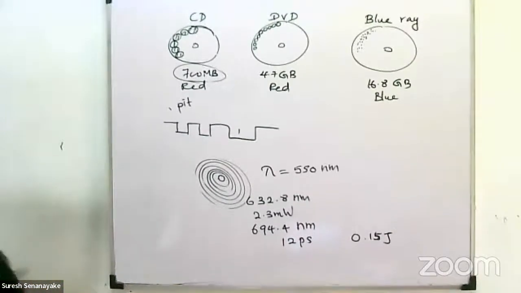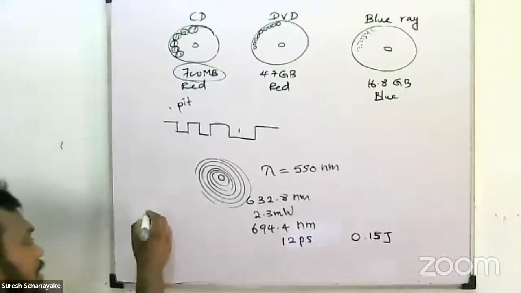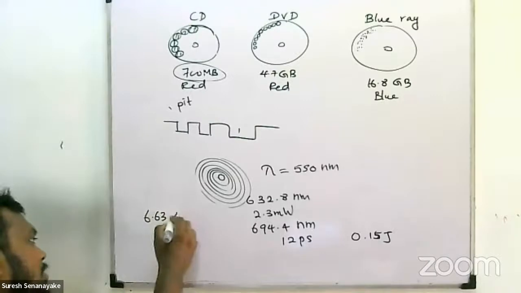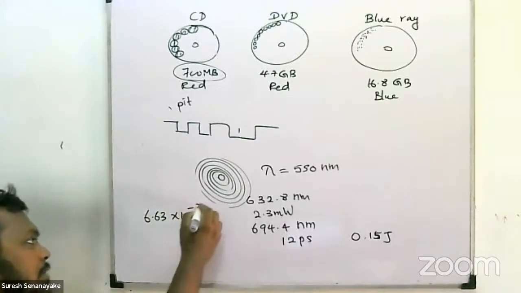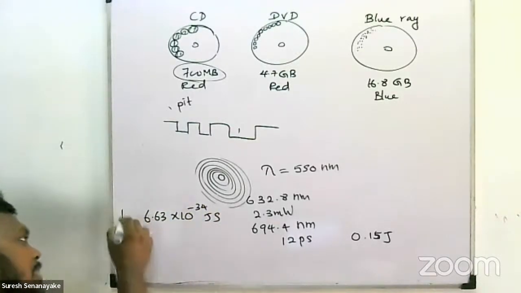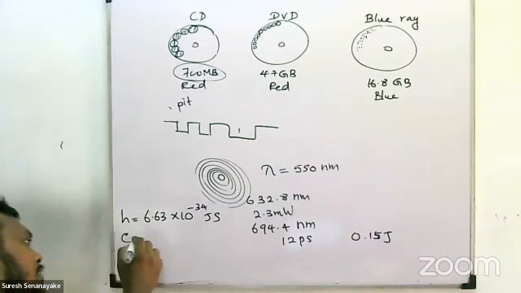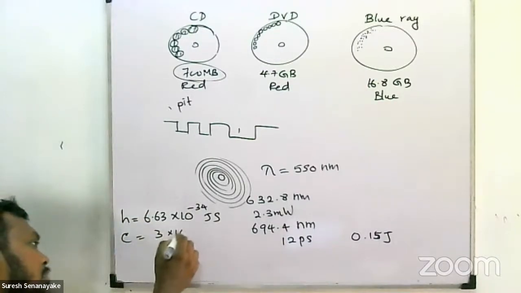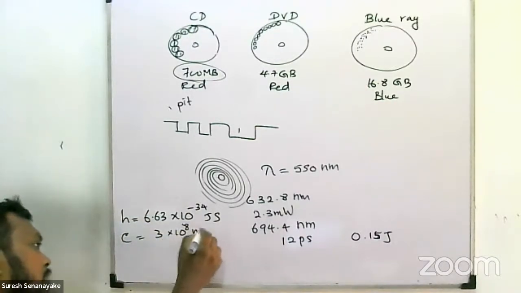In these calculations, the Planck constant you can write as 6.63 into 10 to the minus 34 joules second. That's the Planck constant. And the speed of light is 3 into 10 to the 8 meters per second.